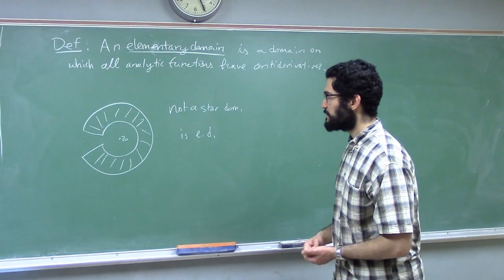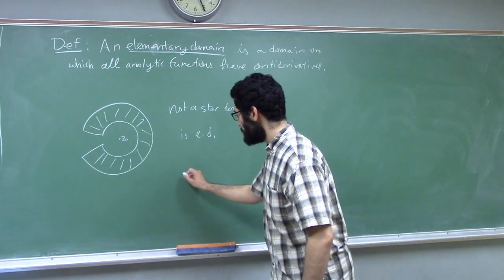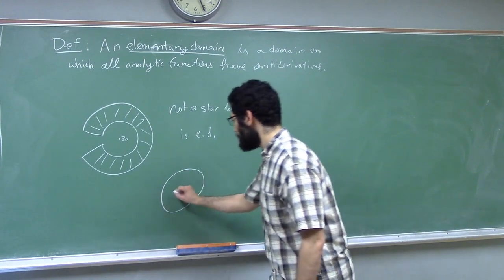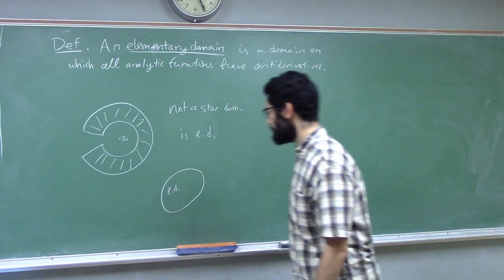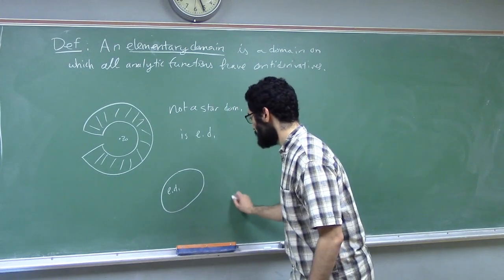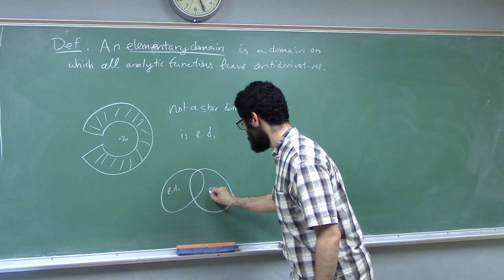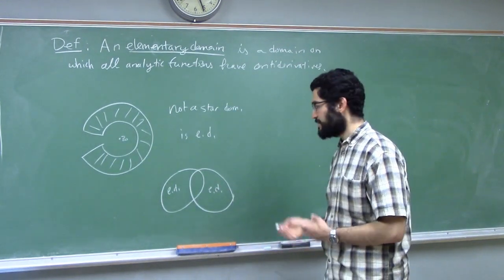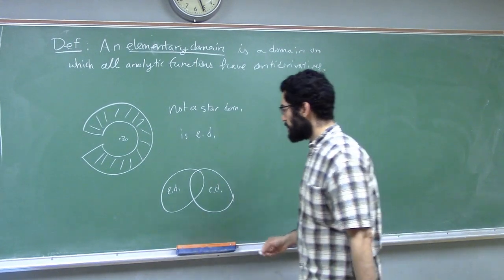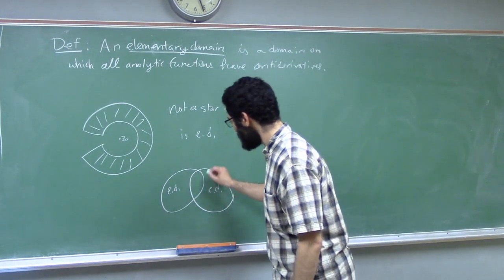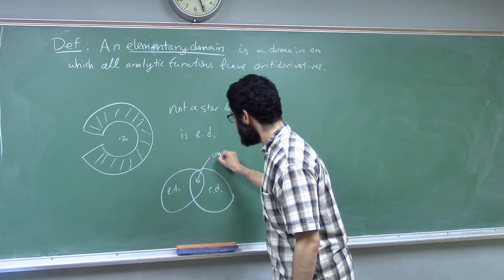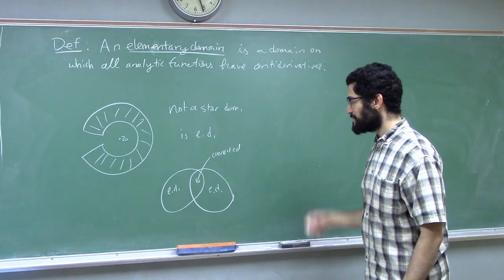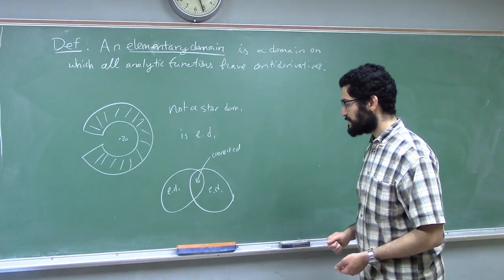Why is it an elementary domain? So one thing you can prove is that if you have an elementary domain and another elementary domain, and you union them, then is the union an elementary domain? Not always, but if you know that the intersection is a connected set, then yes, the union is an elementary domain. And the argument is pretty simple.